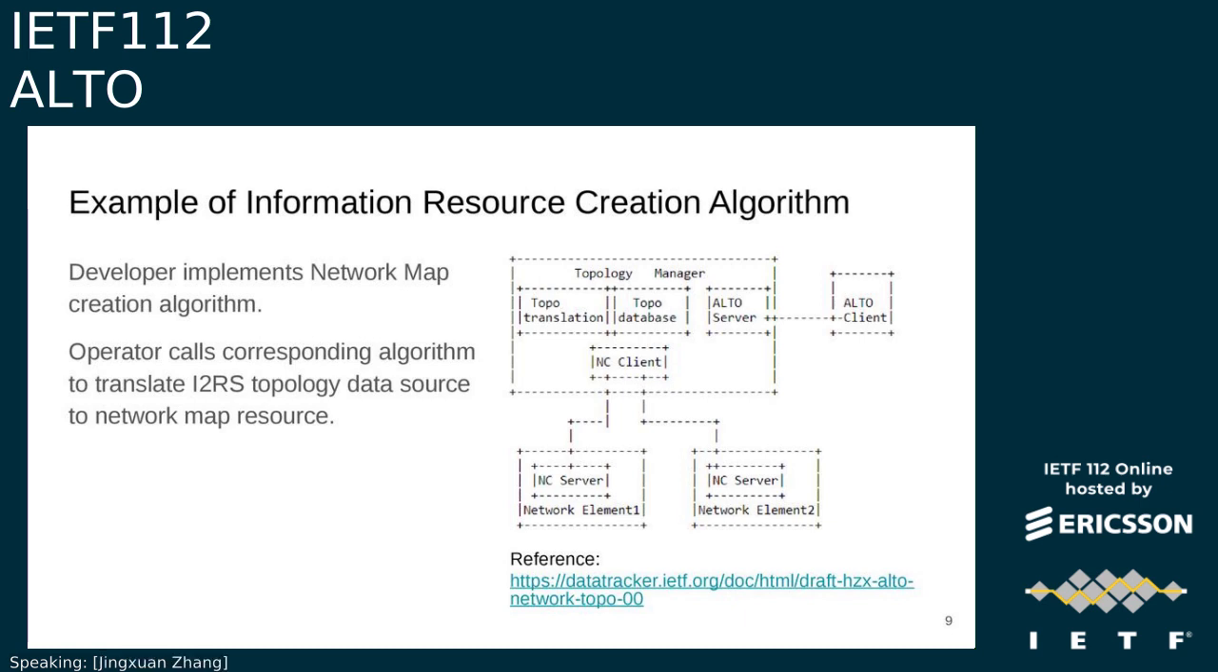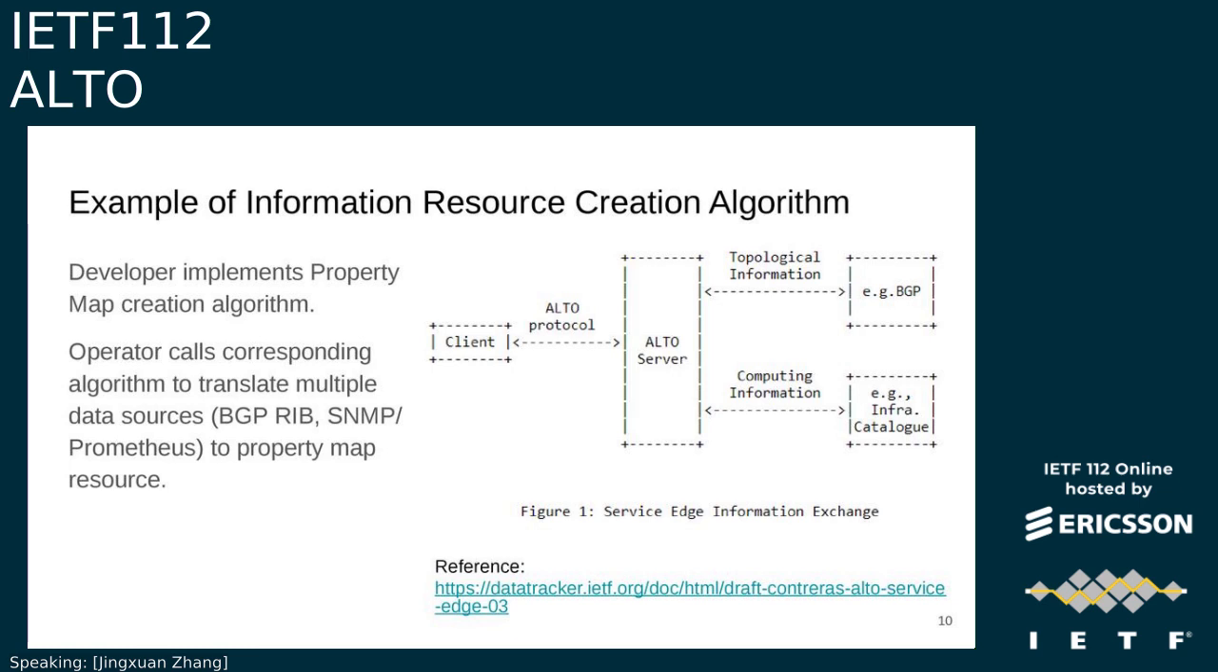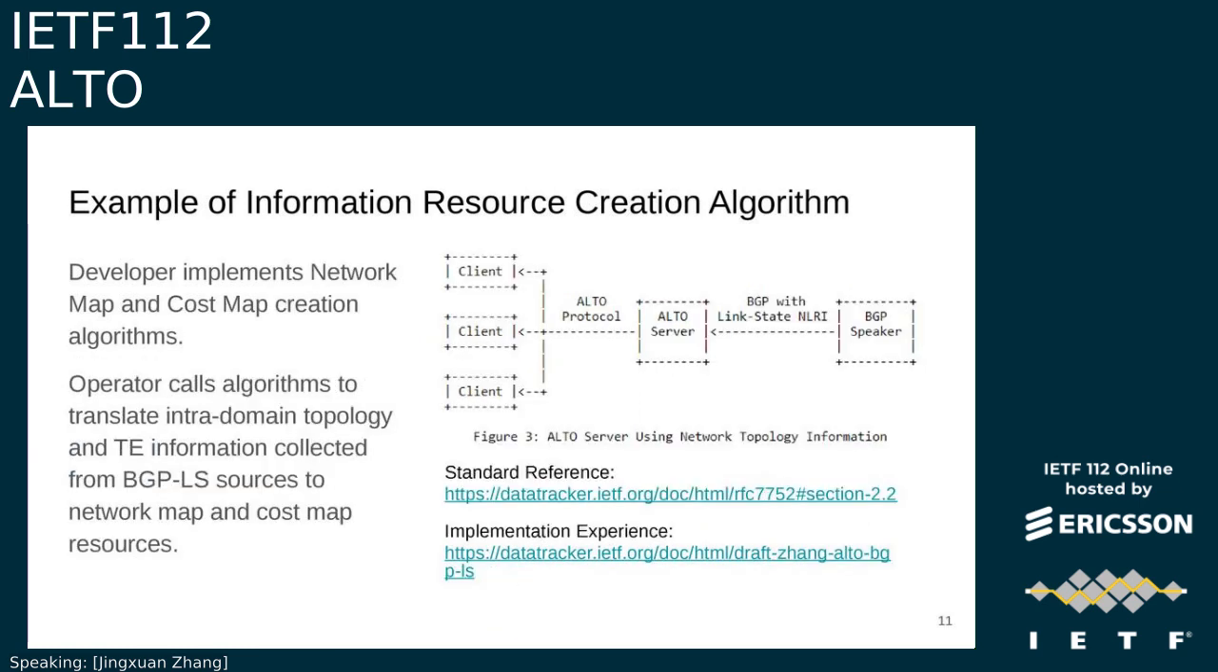So for the algorithm, we have some examples proposed by other individuals. This one gives an example of how to translate the SORS tuple to the network map. We also have some use cases that translate data from the BGP and SNMP devices to the property map. And also we have an example to translate the BGP-LS information to the network map and cost map to create the related auto information resources.